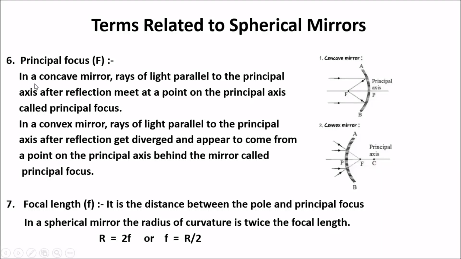So I'll repeat it again. In a concave mirror, the ray of light parallel to the principal axis after reflection meets at a point on the principal axis called the principal focus.